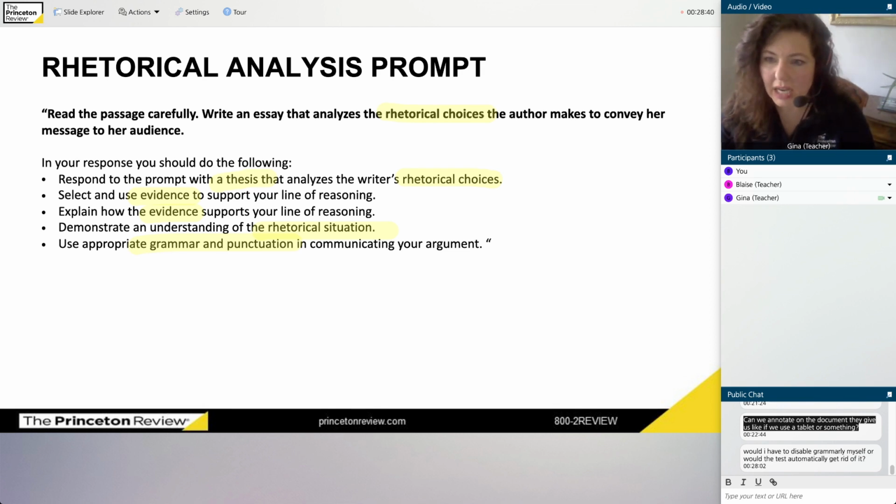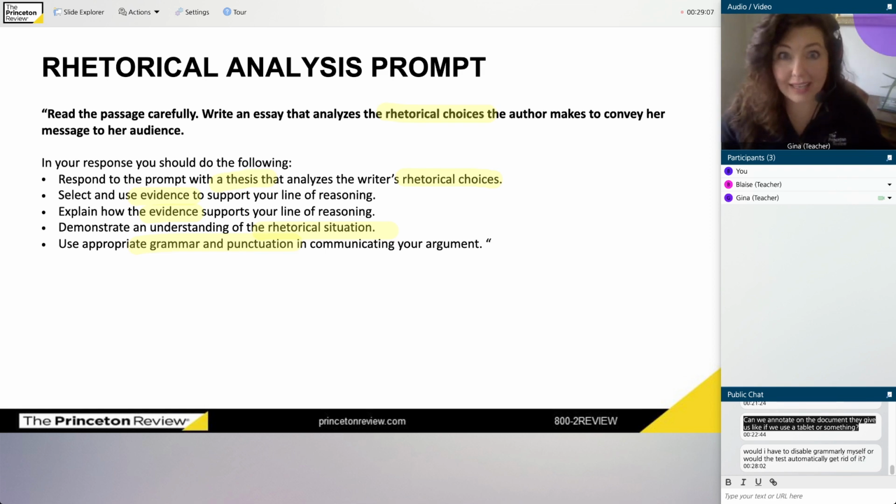Oh, that's a good question. Would you have to disable Grammarly or would the test automatically get rid of it? Hmm. I don't know. I've never used Grammarly. It's a good question. Here's what I would guess. Number one, I think the College Board would probably ask you to disable those sort of things, or it would be built into the system that they would not allow you to use those. That would be my guess. But you know, Blaze, if you have any knowledge of that, feel free to jump in here.